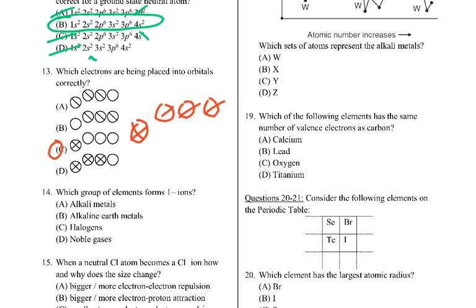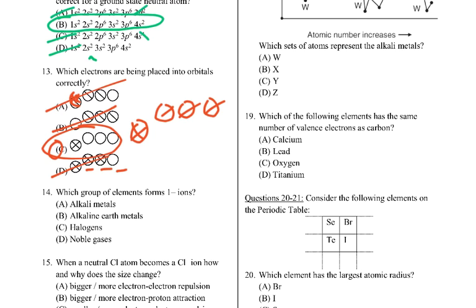So we can look, A is not correct because we should have doubled up the first orbital before we filled them up, so that's no good. B, totally skipped the s orbital, that's no good. And D, we should have put 1 in each one before we start doubling up, so that's no good. So the answer is C. That was the only one that's correct.